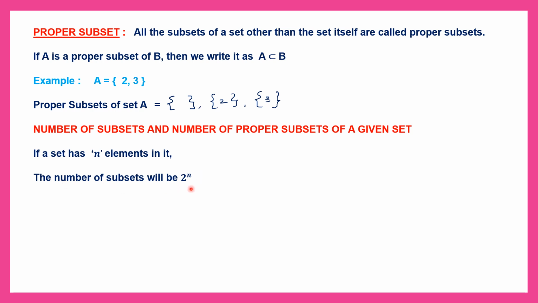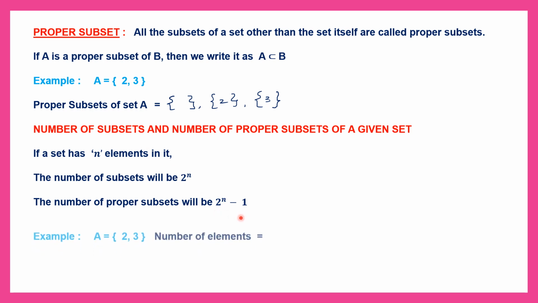So subsets will be 2 raised to the power of n. The number of proper subsets will be 2 raised to the power of n minus 1. Why minus 1? Look at this, a proper subset. We will not write the set itself. So 2^n is subsets. Proper subsets is 2^n minus 1. And what is that 1? That 1 is the set itself.